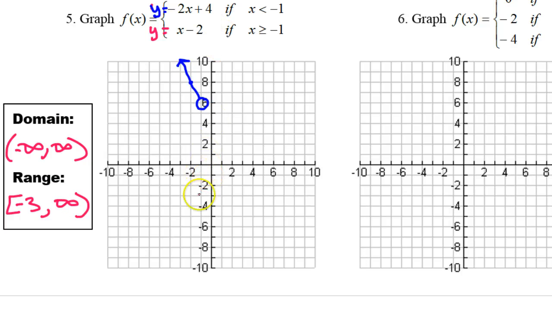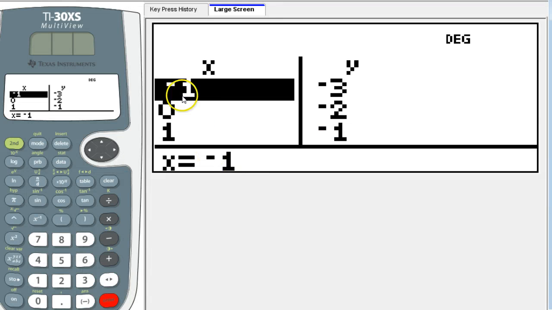Okay, so negative 1 comma negative 3 will go right there. This one will be a closed circle because of the or equal to. So here we go, negative 1 comma negative 3. Boom. Now we want the x values that are greater than or equal to negative 1. So greater than negative 1, we're talking about 0, 1, 2. So we might as well graph this, 0 comma negative 2.